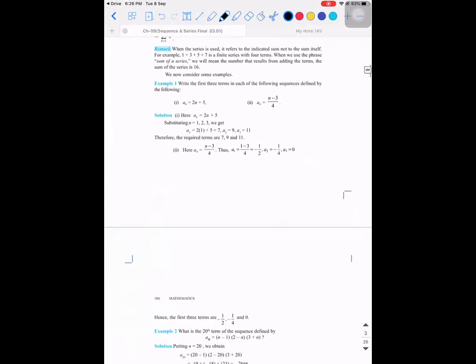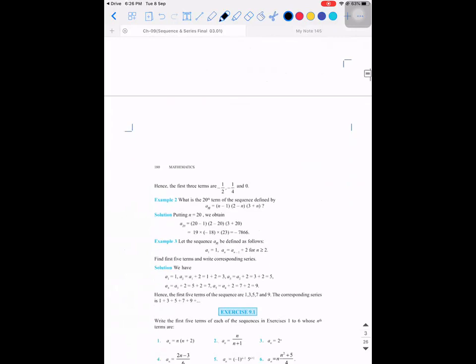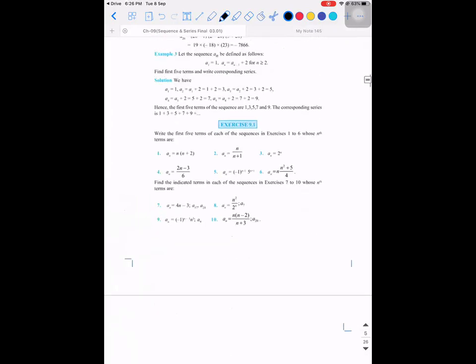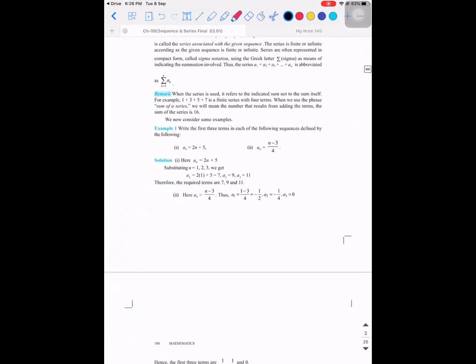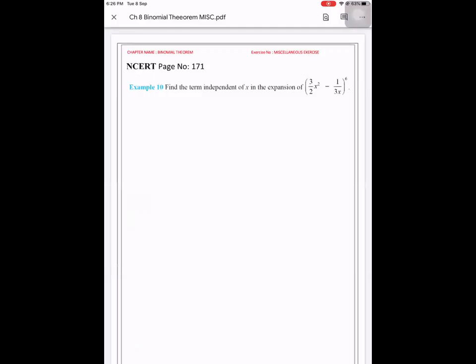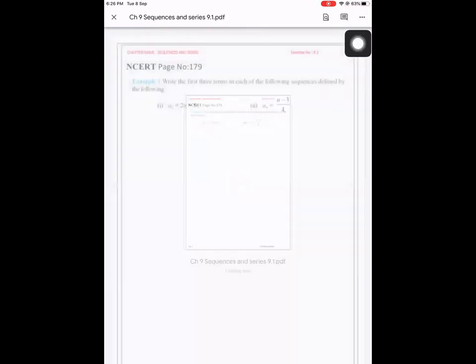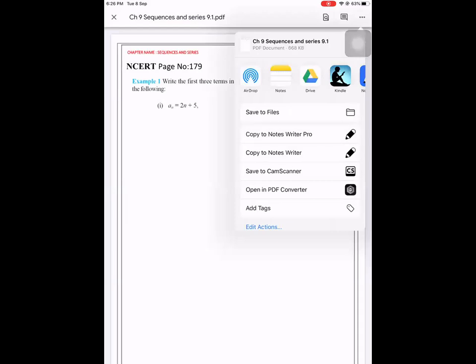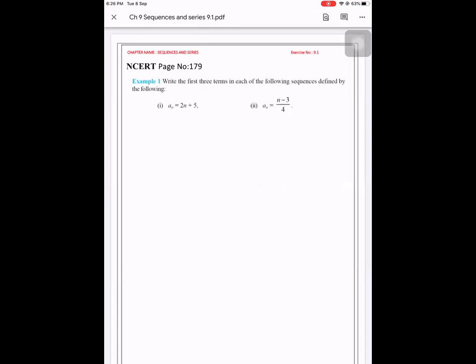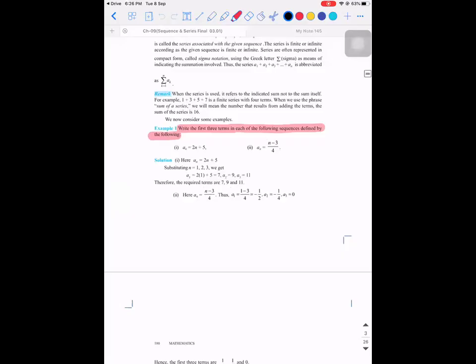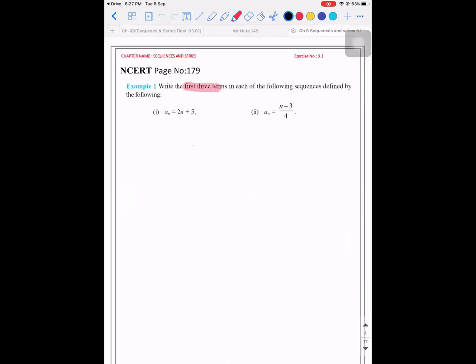Okay. So let's see few problems. If you see the first exercise, it is just like you have to substitute the number and then solve it. So I'll explain what it means. Write the first three terms in each of the following sequences defined by the following. What are they asking? The important words to be underlined here are sequences defined by the following. Why they are calling it a sequence is because if you substitute the consecutive numbers into them, you will get different numbers which follow a particular pattern.